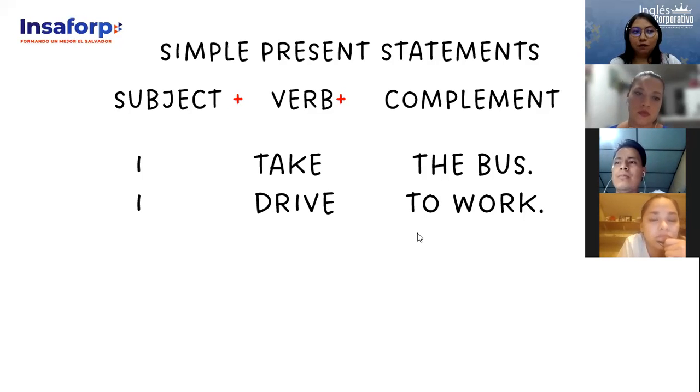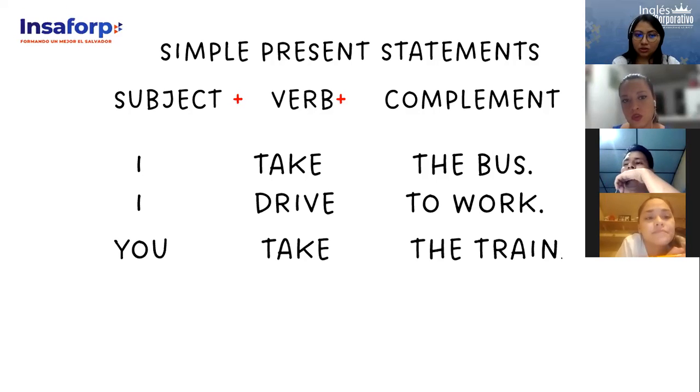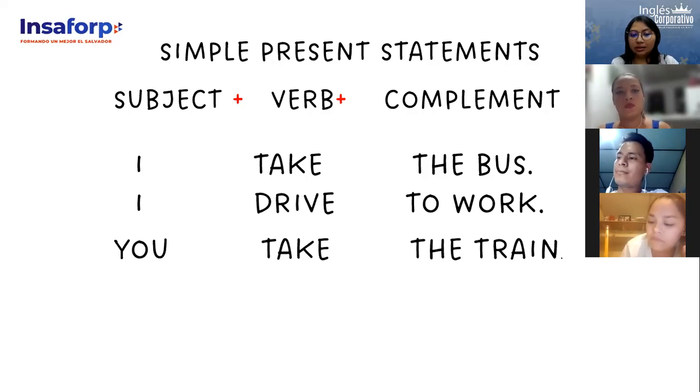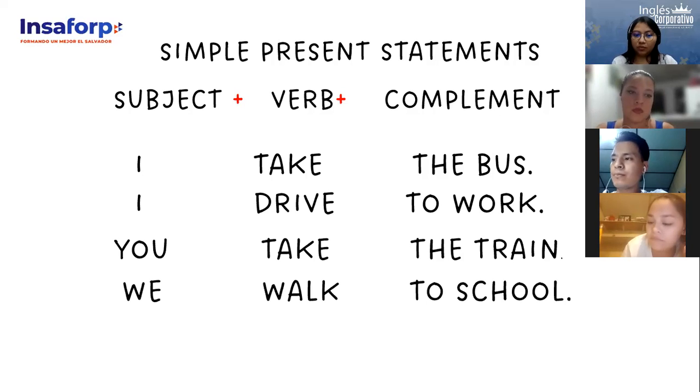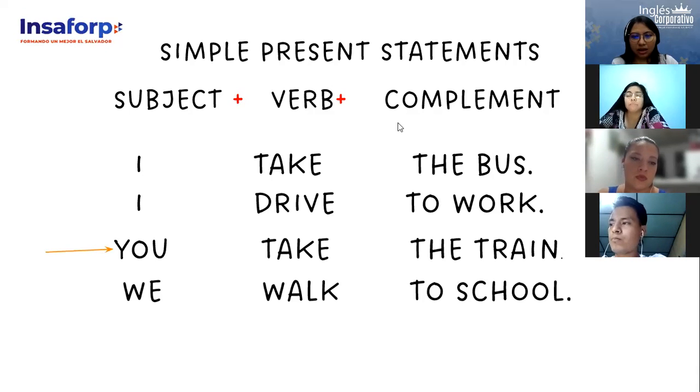How about if we want to give information from people that I know or from people in general? Usamos diferentes sujetos o pronombres, okay? You take the train. We walk to school. Can you identify the subject in number three? Can you tell me the subject? You. Give me a second. I don't like this one. Let's make it bigger. Here we go.